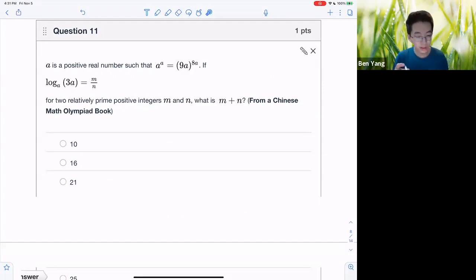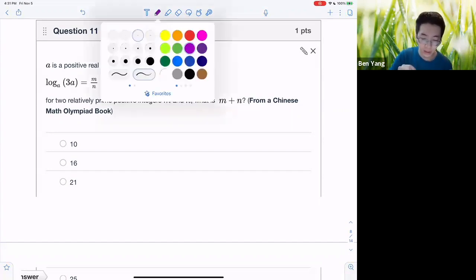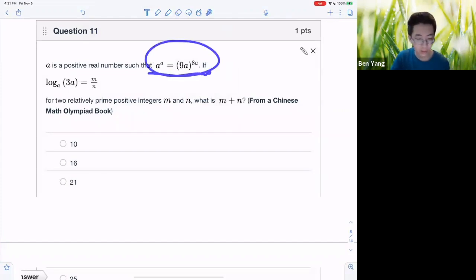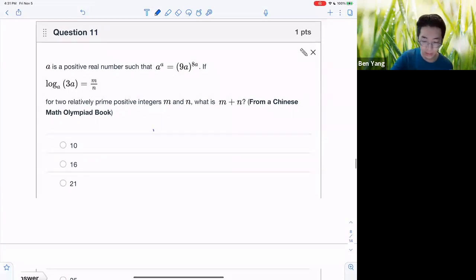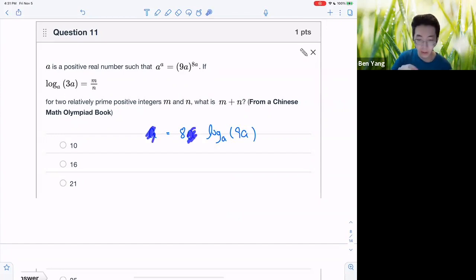Question 11. A is a positive real number such that a to the power of a equals 9a to the power of 8a. If log base a of 3a equals m over n, then what is m plus n? We can take log base a of both sides of the equation. On the left, we just have a. On the right, we have 8a times log base a of 9a. Since a is positive, let's cancel out the a. We have 1 equals 8 times log base a of 9a, but that's log base a of 9 plus 1.